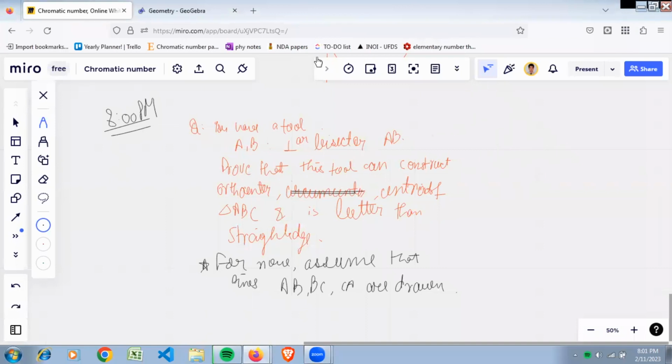I think I can construct the midpoint of BC. Should I tell? Midpoint. Wait, you can construct the midpoint if you have the segment BC, right? No, I don't need any segment. You can construct the midpoint otherwise also?